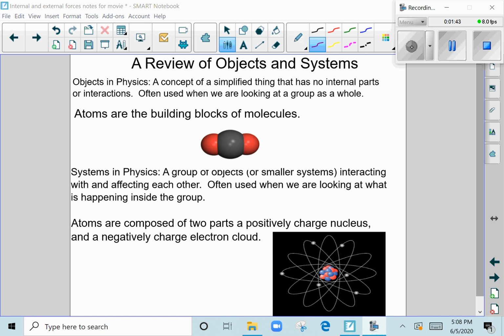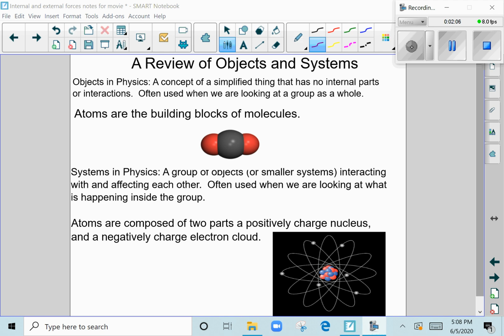If I make the statement that atoms are the building blocks of molecules, I'm describing a molecule as a system of atoms, but the atoms are objects because nothing's making up the atoms. We know there are things that make up the atom. However, I'm not considering them at this time, as right now the atoms are just the building blocks, so the atoms are the objects within the system of a molecule.